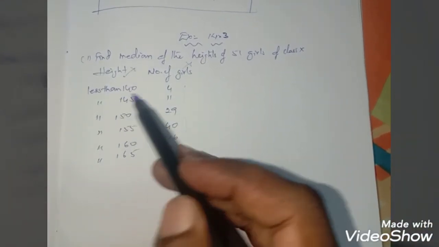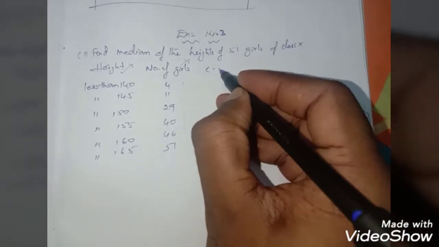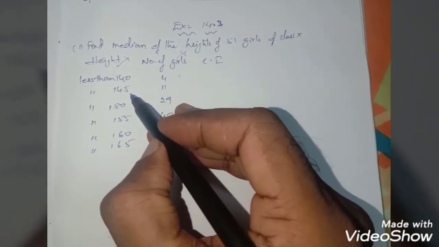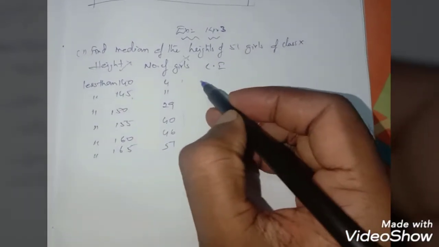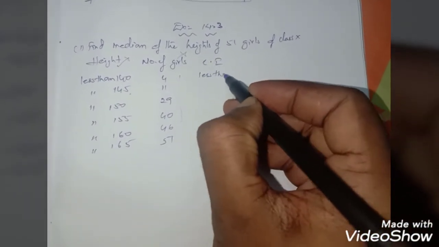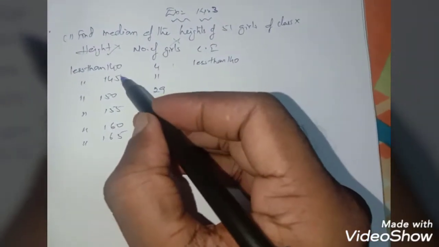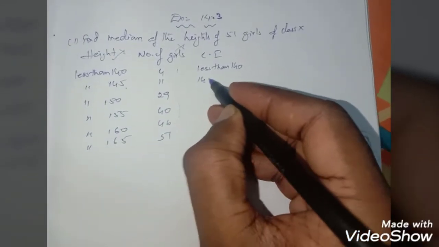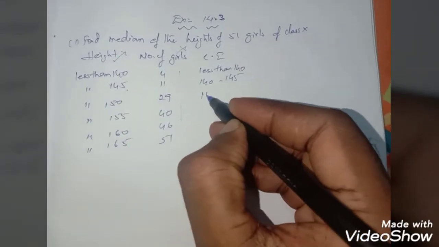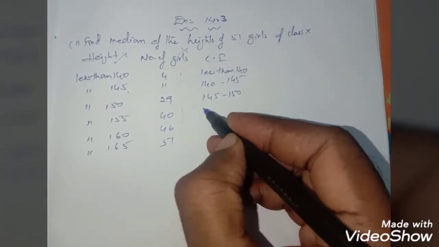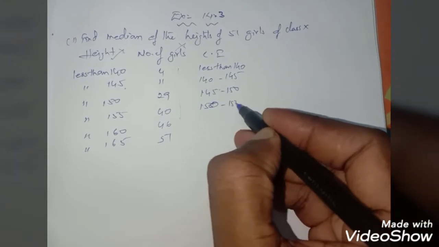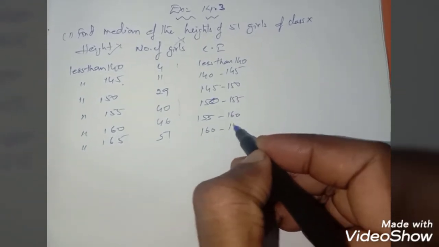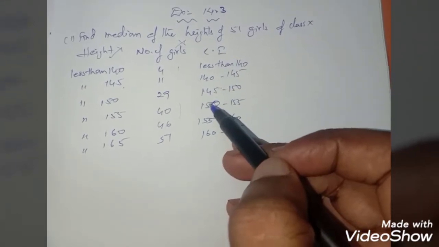Now based on this height we need to find a class interval. The class interval is nothing but less than 140 and here less than 145. So first, as usual, we can write less than 140. Now see the difference between these two. The difference is 5. So I can write this as 140 to 145, next 145 to 150, next 150 to 155, next 155 to 160, next 160 to 165. Like this we have got our class interval.